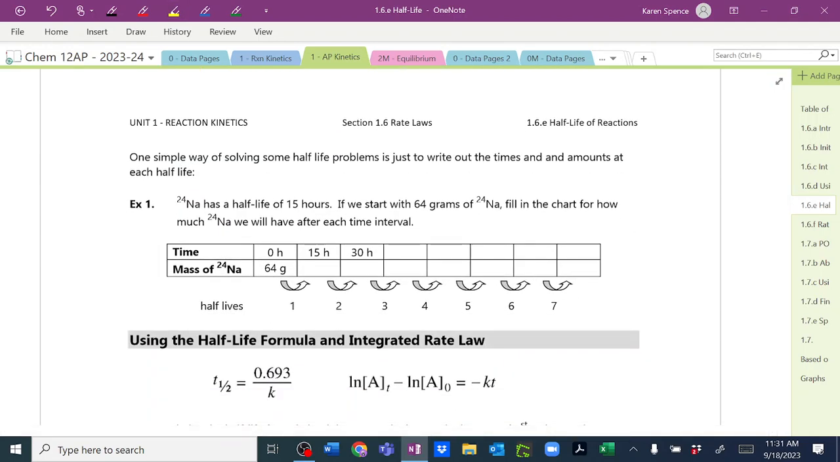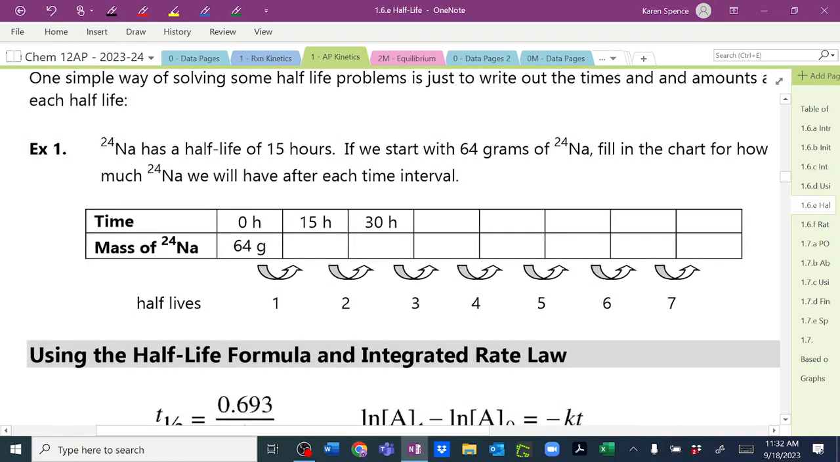One simple way of solving some half-life problems is just to write out the times and amounts for each half-life. So our first example here: sodium-24 has a half-life of 15 hours. If we start with 64 grams of sodium-24, let's fill in this chart for how much we have after each time interval. How much do we have after 15 hours? Remember, our half-life is 15 hours. 32 grams. At 30 hours, how much do we have? 16 grams.